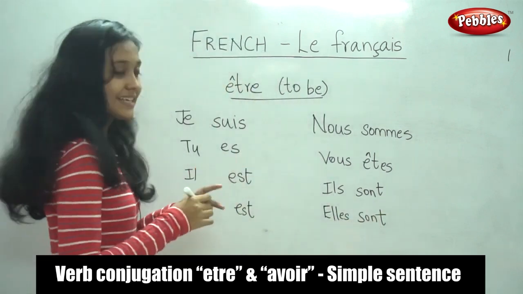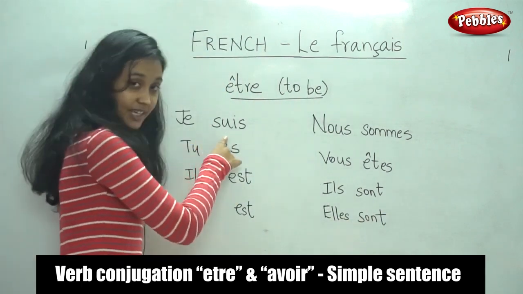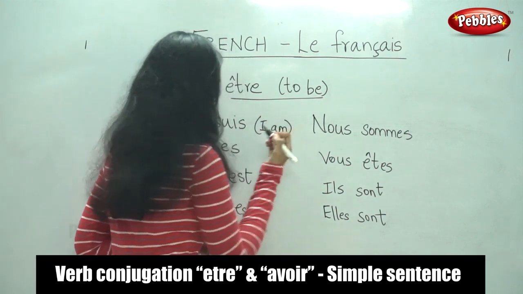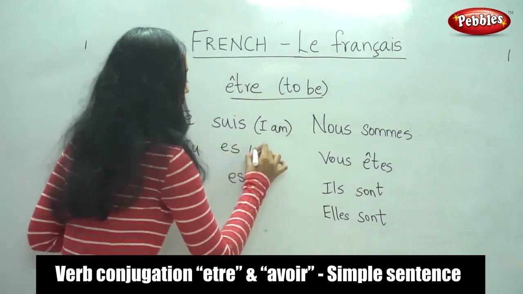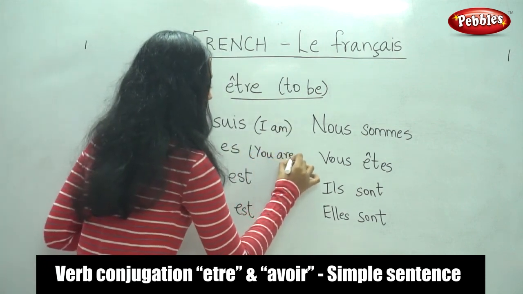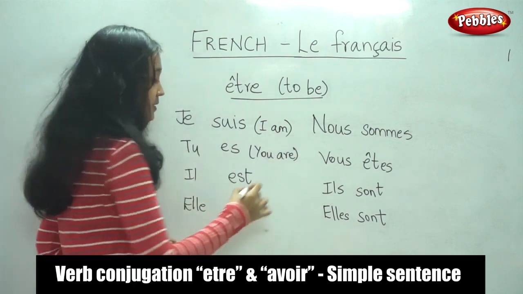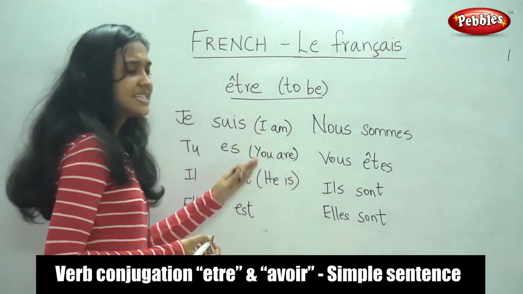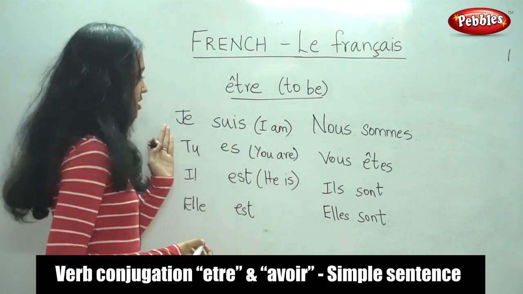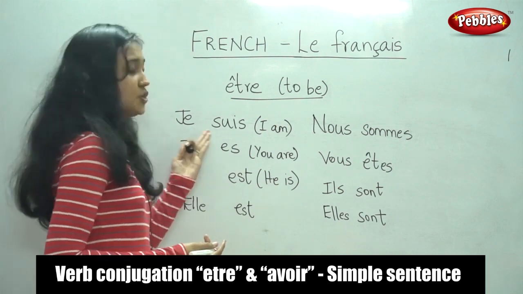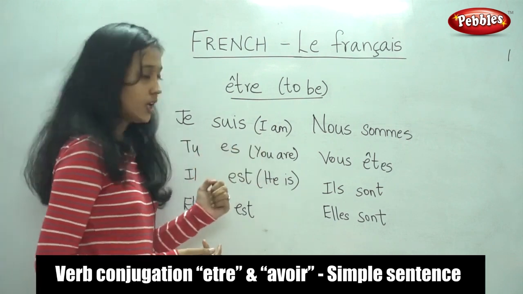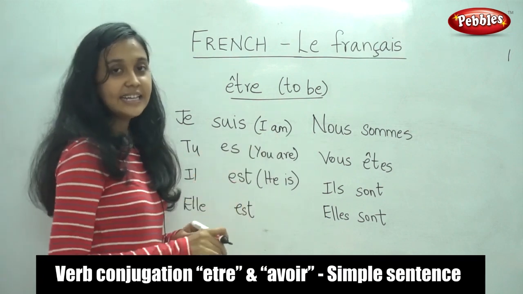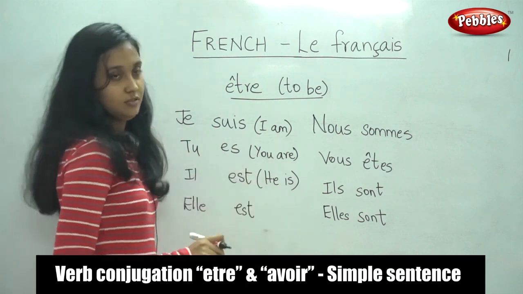I hope you remember this. Let us say it once again. Je suis, which means I am. Tu es, which means you are. Il est, which means he is. So you can create many simple sentences using just this. For example, as I already told you, je suis étudiant. Tu es, for example, if you want to say you are Indian, tu es indien.